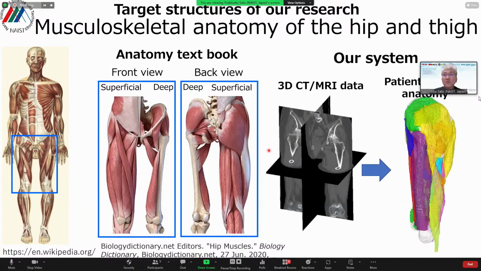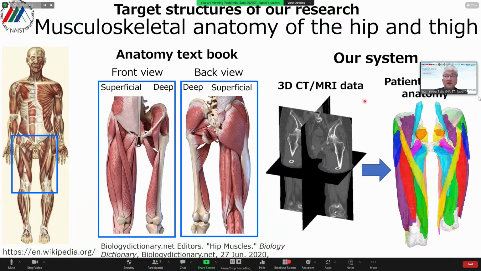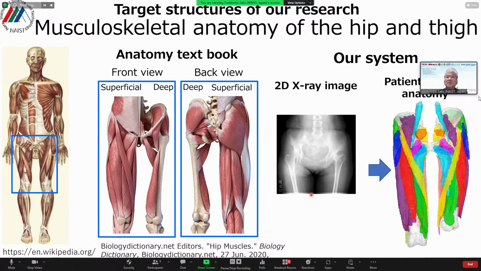So our system reconstructs patient-specific anatomy of muscles from 3D CT data, even from MRI data. And furthermore, our system reconstructs patient-specific musculoskeletal anatomy from two-dimensional X-ray images.